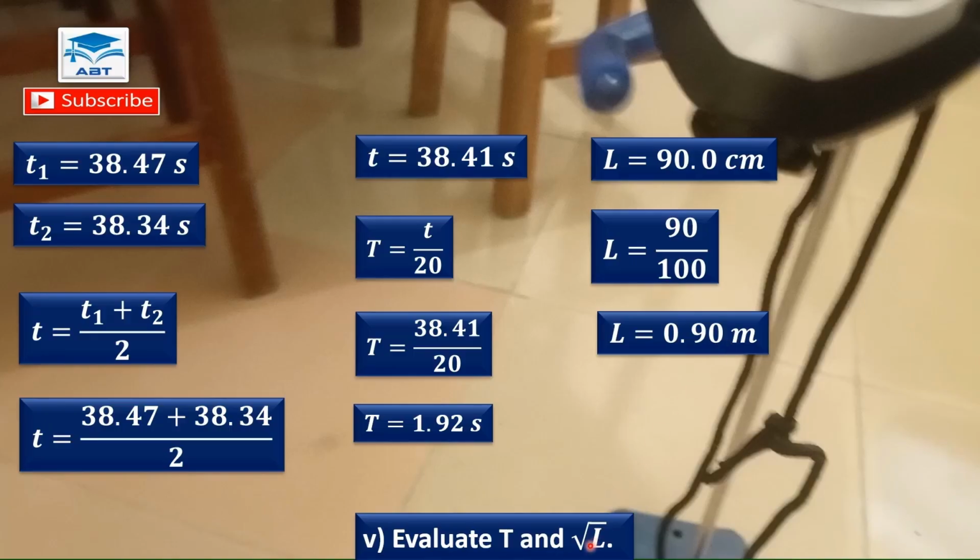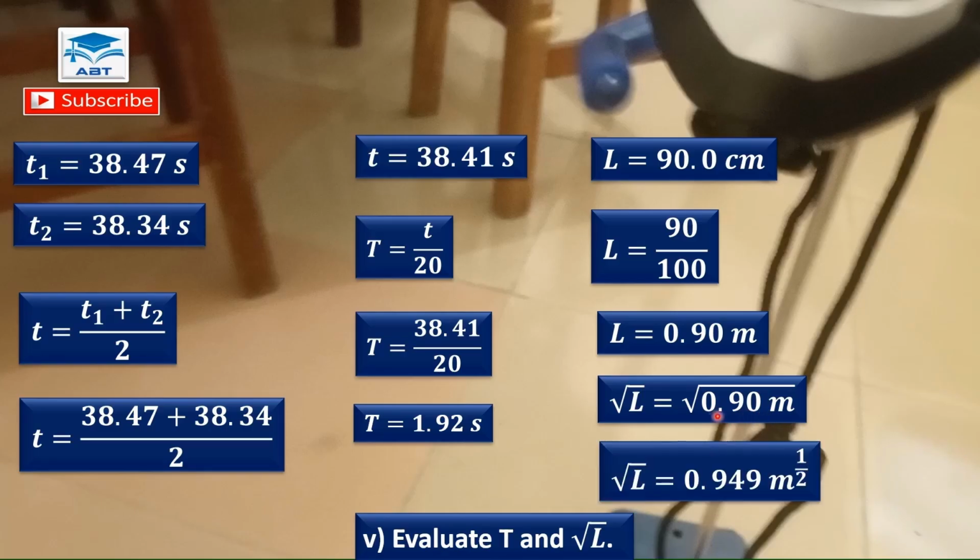And we evaluate square root of the length. So square root of L, that will be square root of 0.90 meters. And the square root of 0.90 is 0.949. And the meters becomes meters exponent 1 over 2, since the square root is the same as an exponent of half.